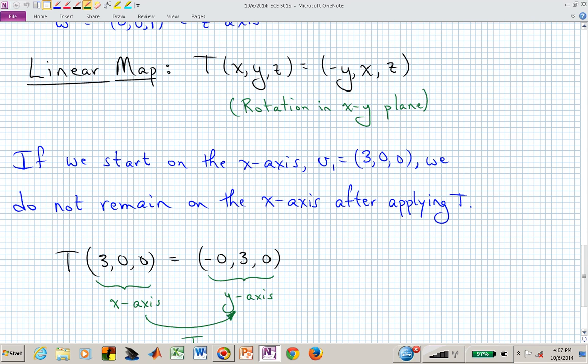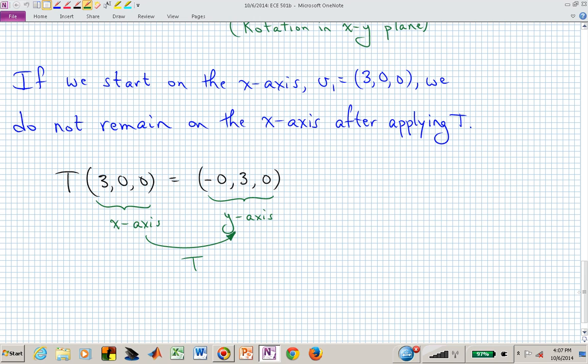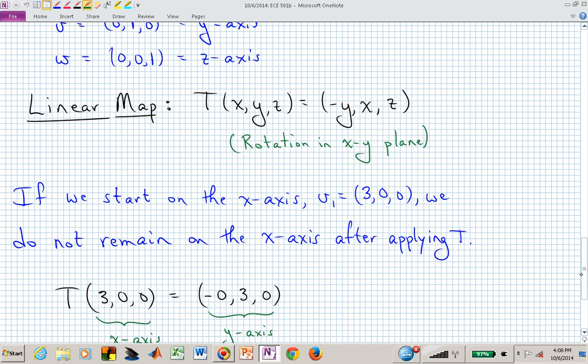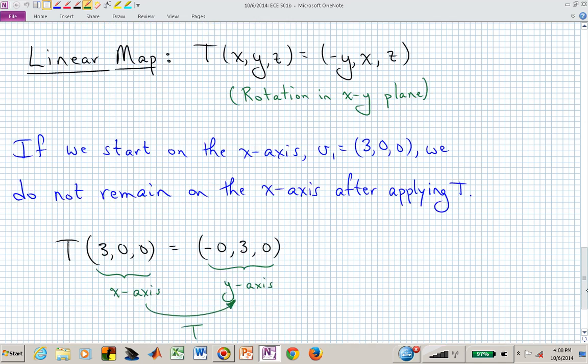And for that reason, this y-axis is not a linear multiple, or it's not dependent on the x direction. It's 90 degrees away. So that linear map is not producing an invariant subspace. So not all subspaces are invariant to a particular linear map.